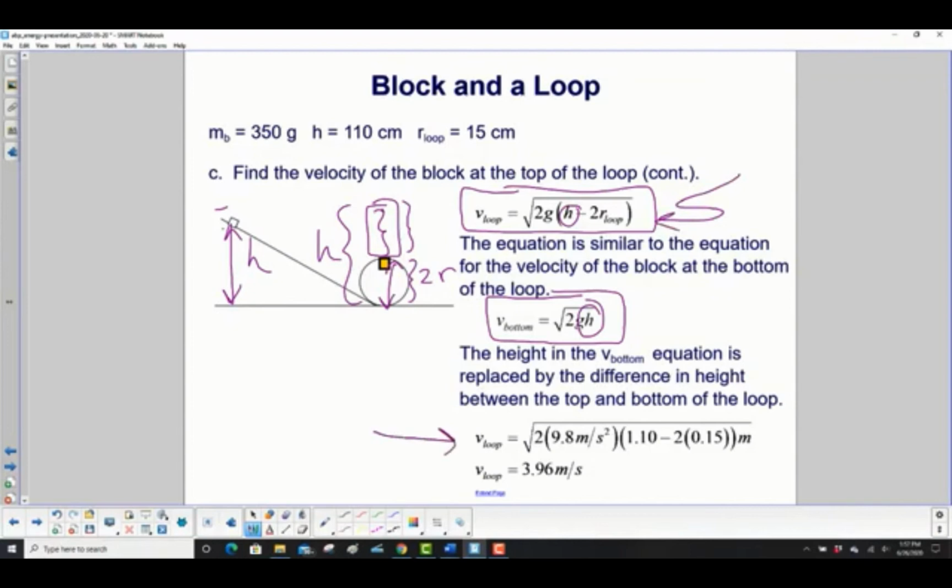So now, finally, we've done all the interesting work. Now it's kind of anticlimactic. We just put the numbers in, make sure you do the math right, get the units, and velocity at the top of the loop is 3.96 meters per second.